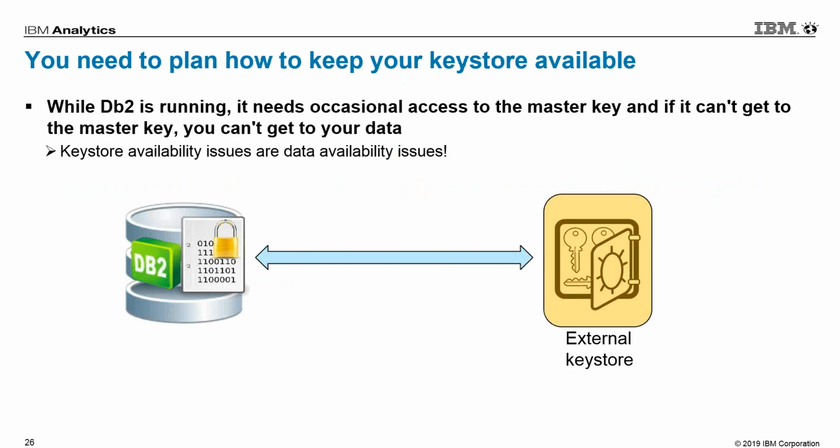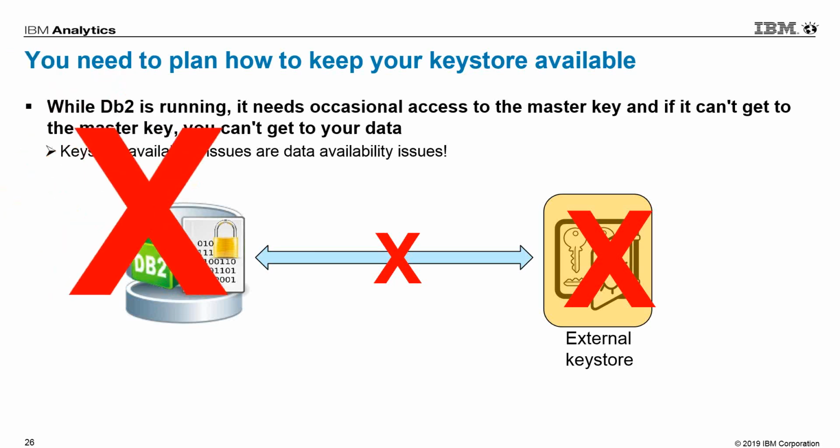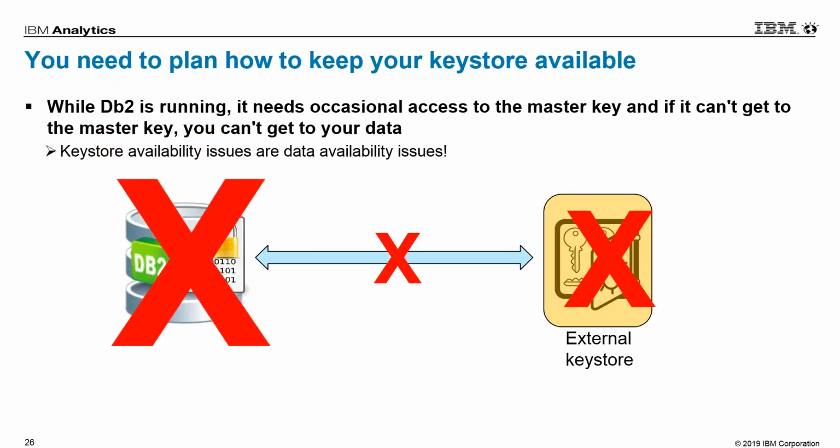When DB2 is running, it occasionally needs access to the master key. And if it can't get to the master key, you can't get to your data. So what I say is key store availability issues are database availability issues. If you lose communications to your key store, your database is not available. If your key store goes down, even if the communications is up, you lose your database. So if either one of those events happens, you can't get to your data. So you need to plan for that. And that's just for your normal execution.